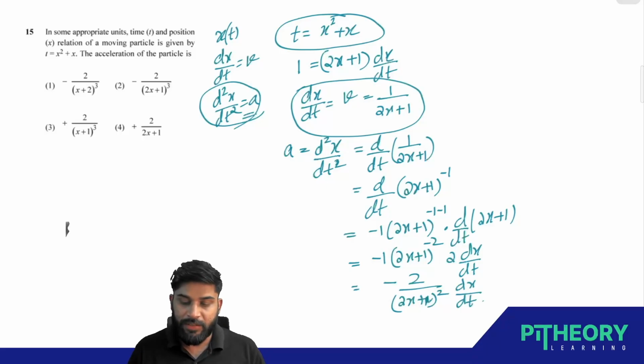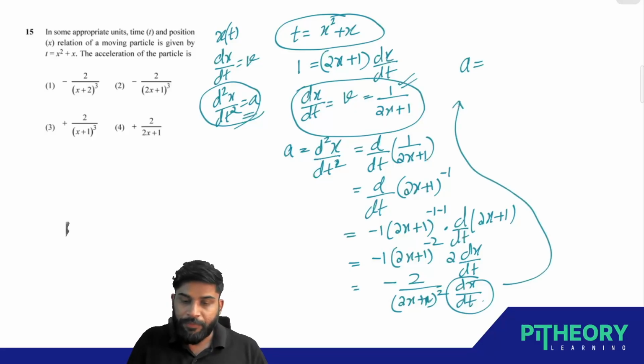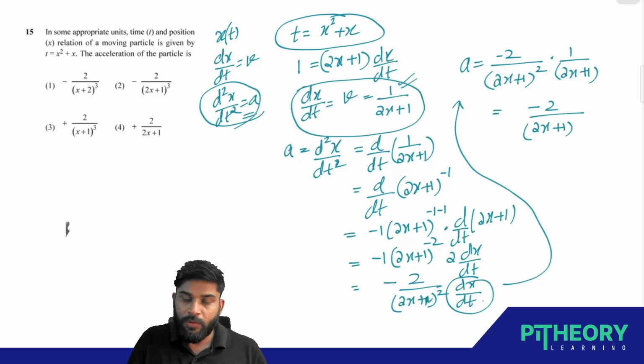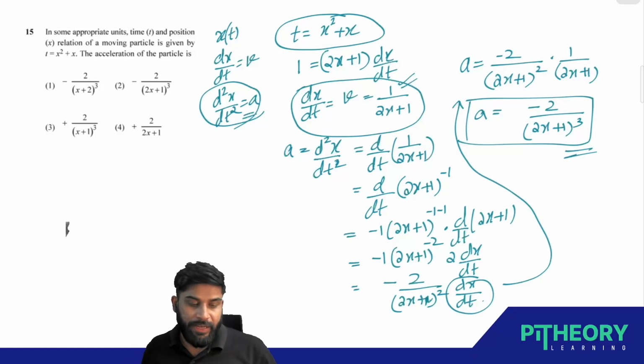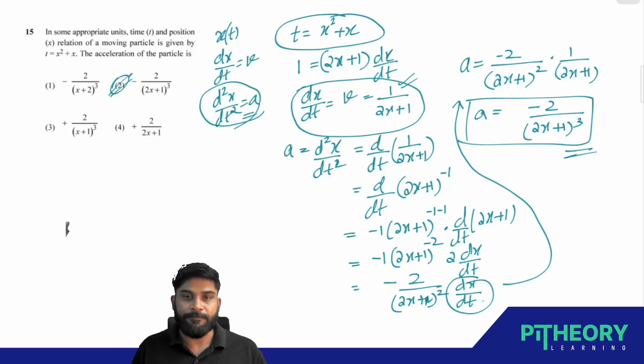Dx by dt is nothing but velocity, and this relation we have here, so we put that in this relation. You get acceleration equal to minus 2 divided by 2x plus 1 whole to the power 2, into dx by dt, which is 1 by 2x plus 1. So the denominator will be 2x plus 1 whole cube, and acceleration will be minus 2 divided by 2x plus 1 whole cube. That's the solution. You will be getting option 2. That is your answer.